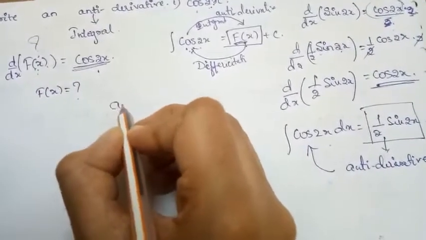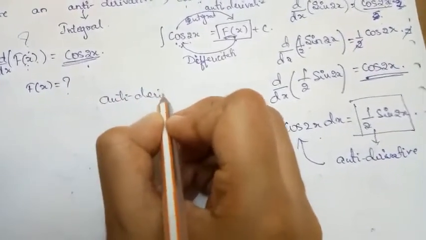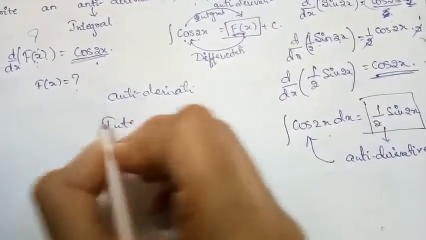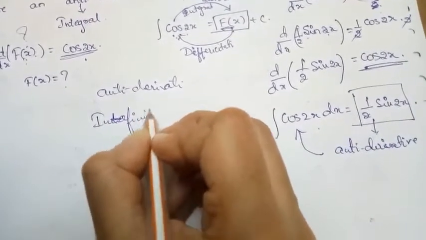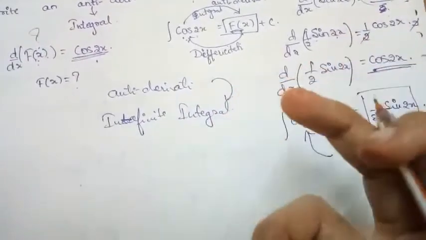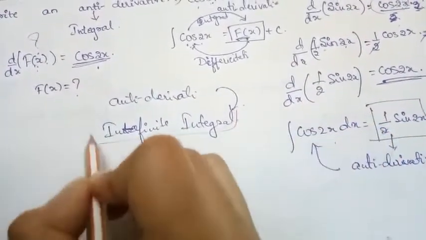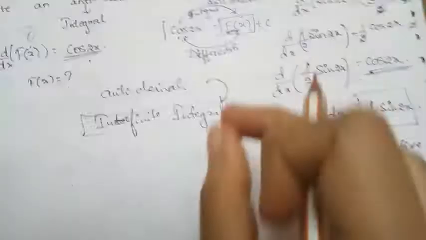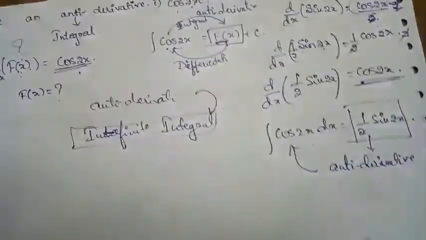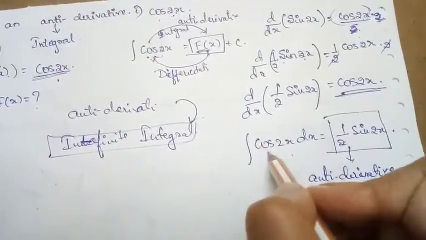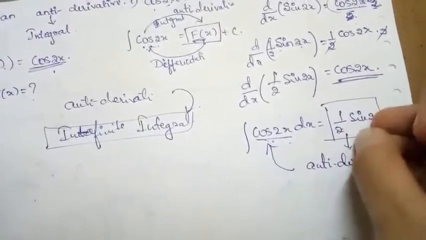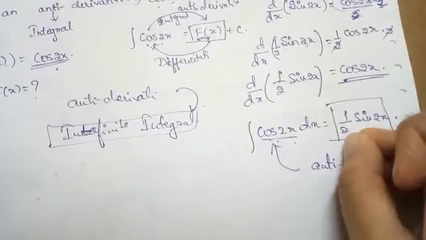Now, what is the difference between this antiderivative and the indefinite integral? The indefinite integral has a broader meaning than the antiderivative. If I talk about an antiderivative, we need to find a function such that the differentiation of this function gives us the integrand, or the integration of the integrand gives us this function. This is what is called an antiderivative.